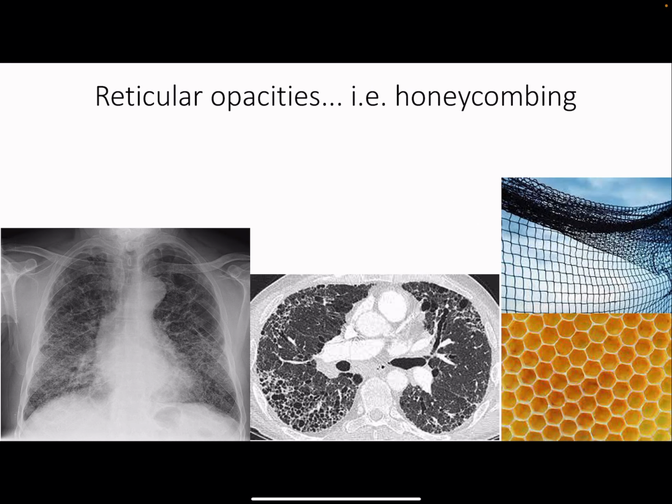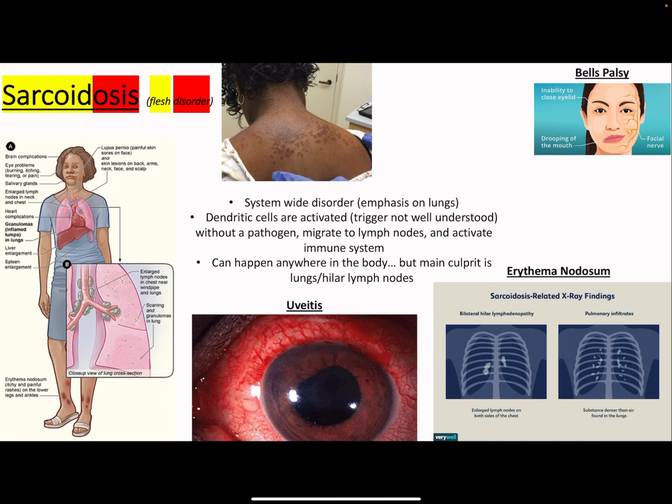So with most of these interstitial lung diseases, you get reticular opacities. Reticular just means net-like. Sometimes these are also called honeycombing, and opaque really just means you can't see through it. So you can really see the honeycombing, which is just another name for the reticular opacities here, and you can see it here as well. So it's really important to be able to eyeball this on a chest x-ray or an axial MRI.